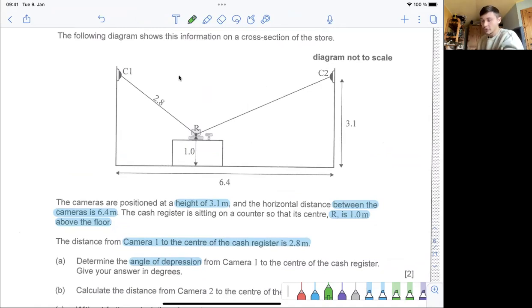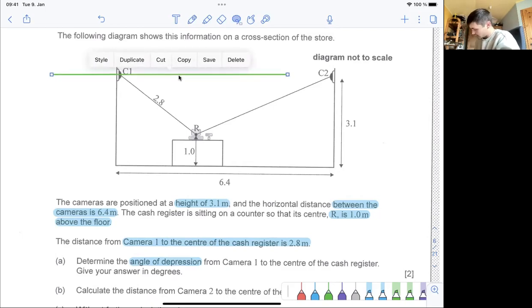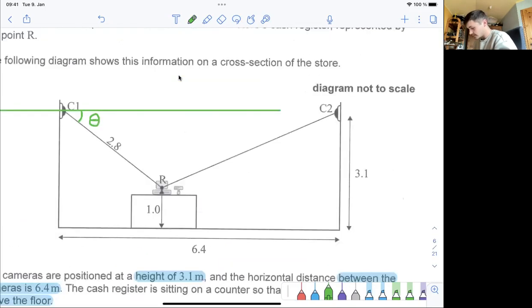The way I like to foolproof this is to just draw a horizontal line on my diagram. That's where I'm going to be calculating the angle from. So we're going from C1, so I'm just going to draw a horizontal line going through C1, although that's not quite perfect, but we'll go there. Cool. And what we're trying to find is this angle in here. Let's label that theta. And let's zoom in a little bit.